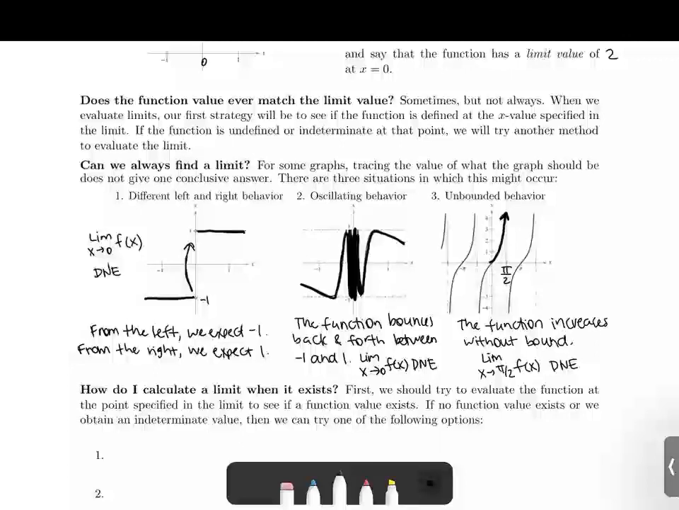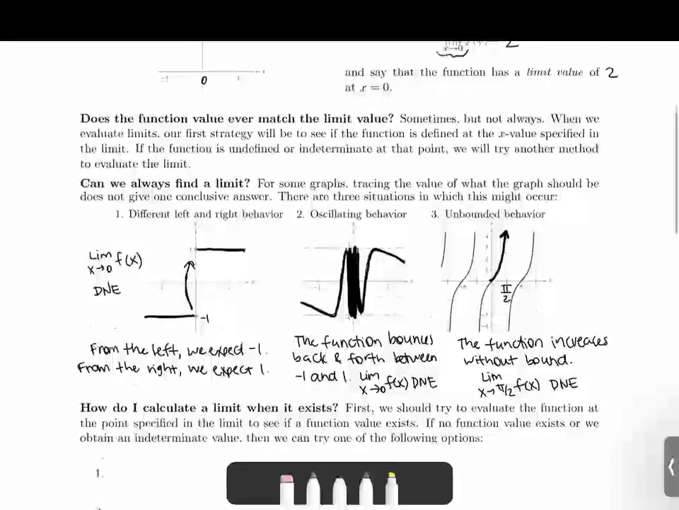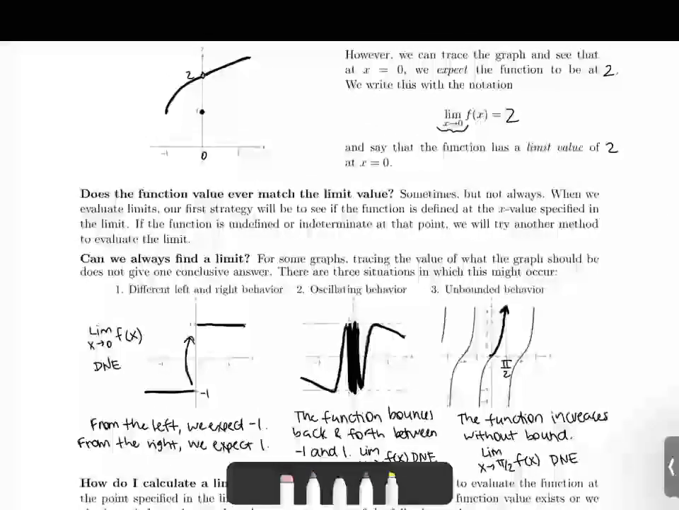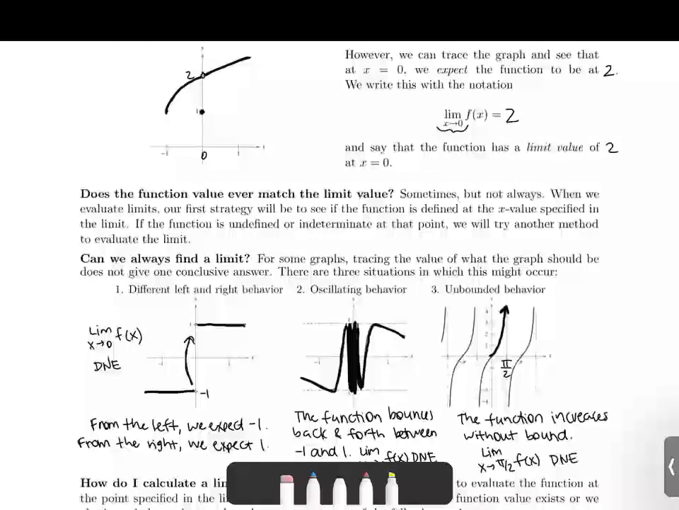We can have different things happening when we go from the left and the right. We can have different things happening from a single direction if we oscillate back and forth between values. Or lastly, we could have this function never really approach any finite value, and then it's unbounded. So these are cases in which tracing the graph isn't going to tell us anything. However, you may see, okay, all of this has to do with tracing the graph, but tracing the graph isn't always a realistic option if we don't know how to draw the graph we're given.